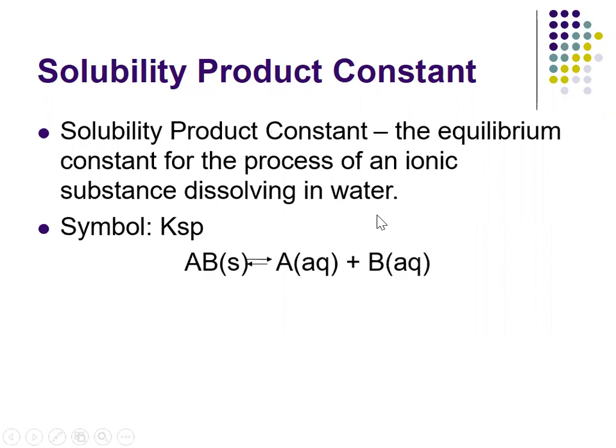We treat this just like an equilibrium constant. This is still products over reactants. So how would I write the K expression for this equation? K equals bracket A, bracket B, bracket over A.